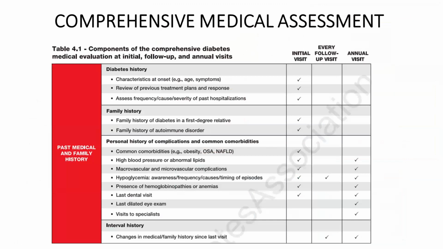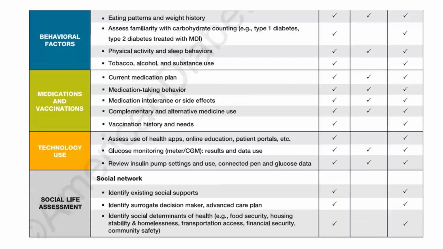Right. There's another term called comprehensive medical assessment that we need to do in primary care when we get a patient with diabetes. It starts with basic history taking. In the history, we need to consider the age of onset, the characteristics at the onset, what the patient was having, the family history and the comorbidities. And of course the behavioral factors. The eating patterns are important so that we can advise the patient on eating behaviors and weight loss, along with physical activity and sleep behaviors, tobacco and alcohol usage, and the medications and vaccinations the patient is currently on. And of course, the technology use.